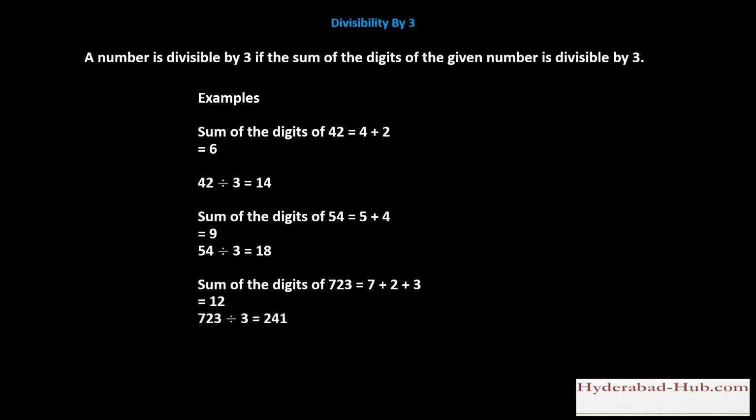3591. The sum of the digits is 18. 3 plus 5 plus 9 plus 1 is equal to 18. Since 18 is divisible by 3, the number 3591 is also divisible by 3. Thus, a number is divisible by 3 if the sum of the digits of the given number is also divisible by 3.